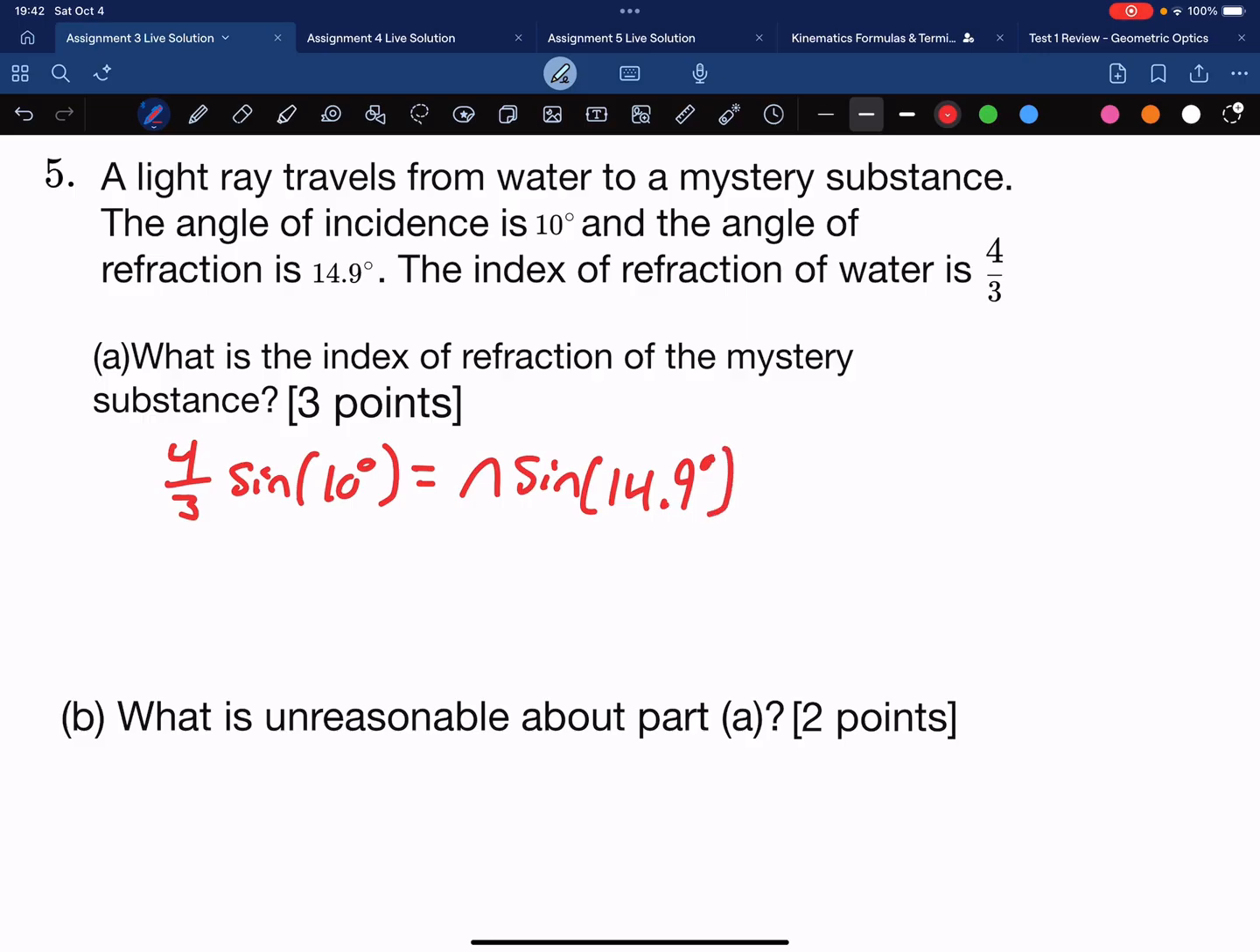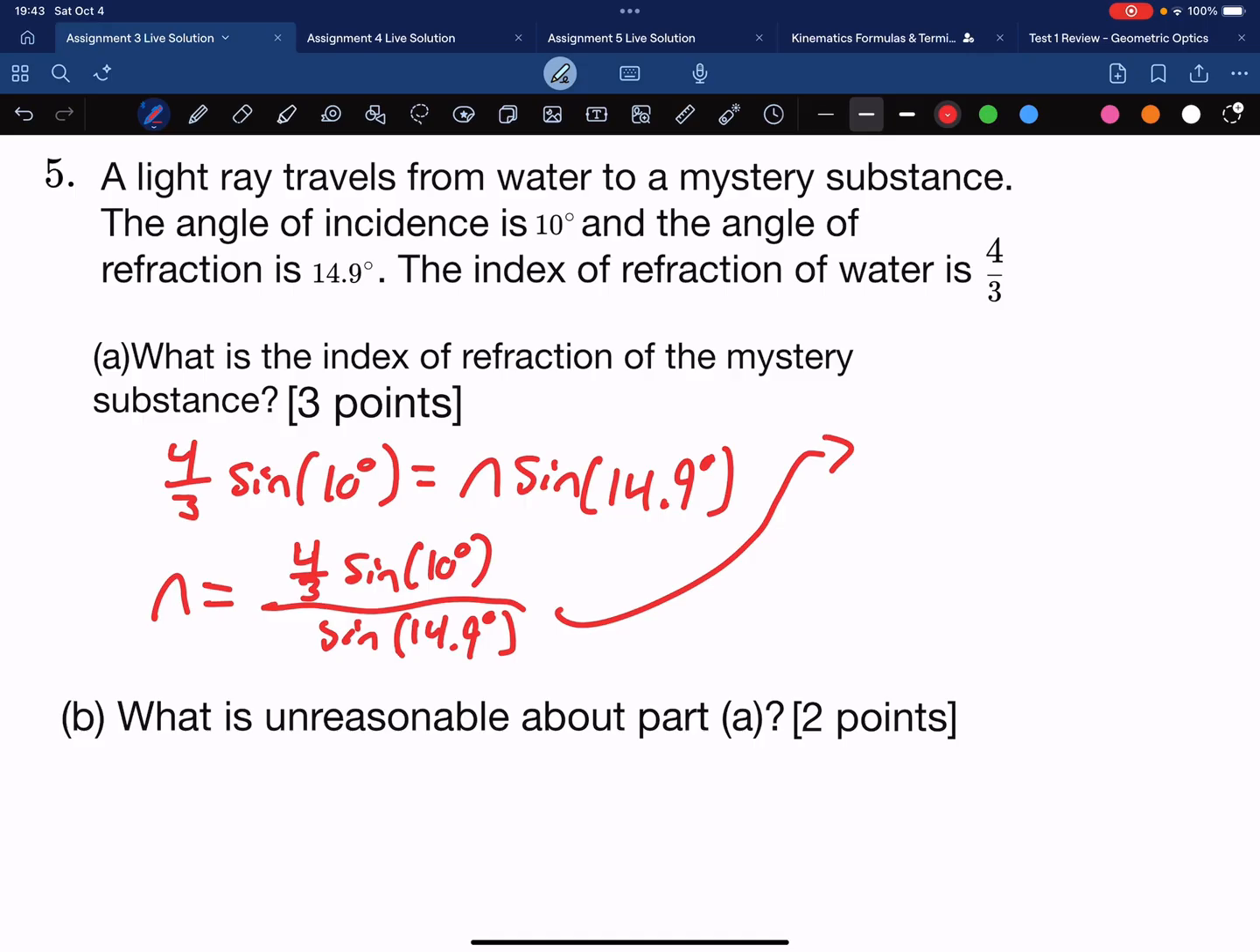I'm going to rewrite this so what I'm looking for is by itself on the left. And I'm going to divide everything by the sine of 14.9 degrees. So I'm going to have 4 over 3 sine of 10 degrees all over top of the sine of 14.9 degrees. And calculating this out, I get an n of about 0.9. So that was the correct calculation there.